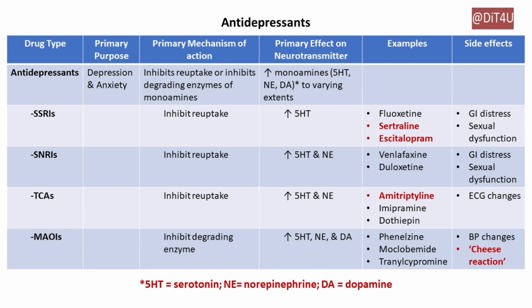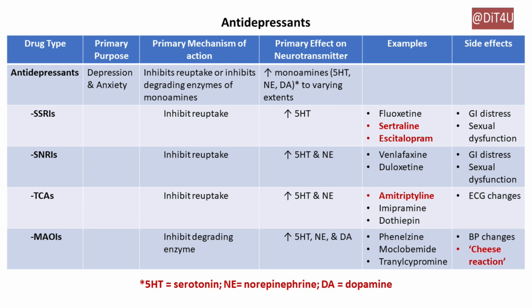The monoamines of interest as far as antidepressants are concerned are 5-HT, which is serotonin, norepinephrine, and also, to a certain extent, dopamine. SSRIs inhibit the reuptake of serotonin. Therefore, they increase serotonin levels. Fluoxetine, sertraline, and escitalopram are examples. They can cause GI distress, nausea, vomiting, and also sexual dysfunction.